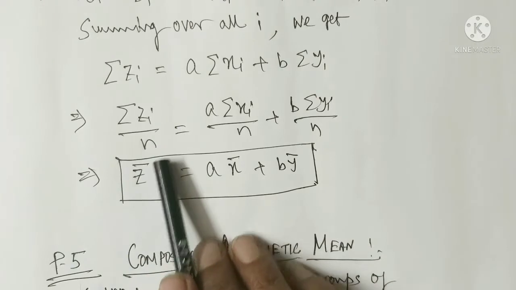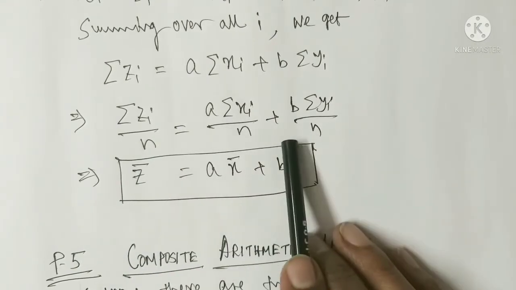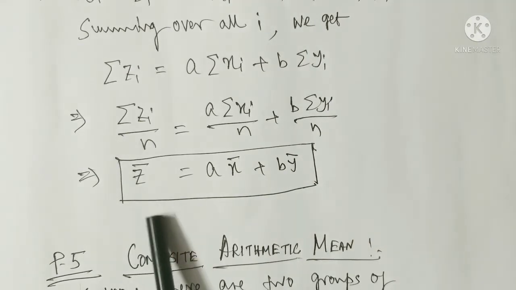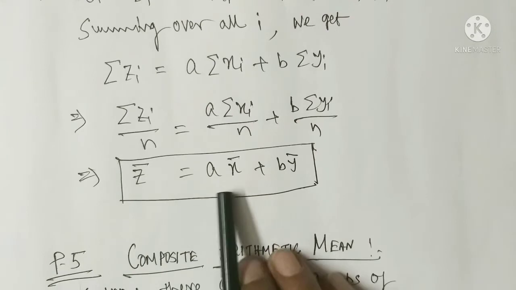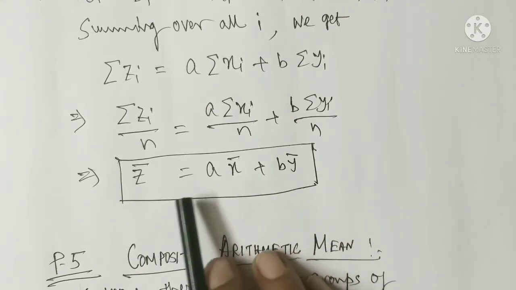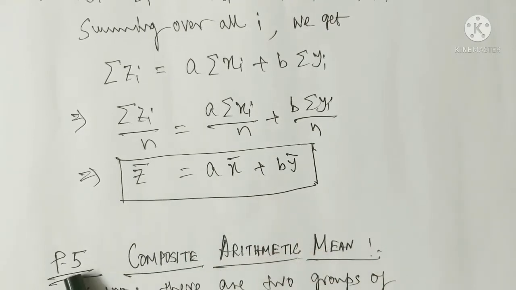That is, summation zi by n equals z bar, a summation xi by n equals a x bar, plus b summation yi by n equals b y bar. Here z bar equals a x bar plus b y bar, when the original relation was z equals ax plus by. Now we turn to property 5, P5.